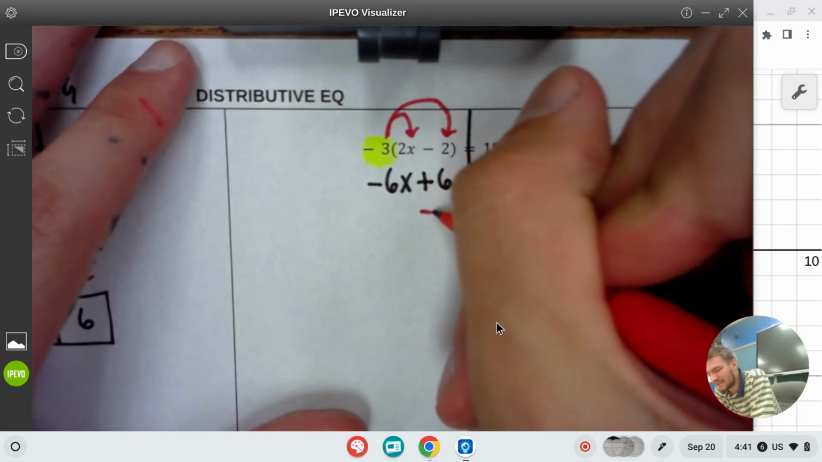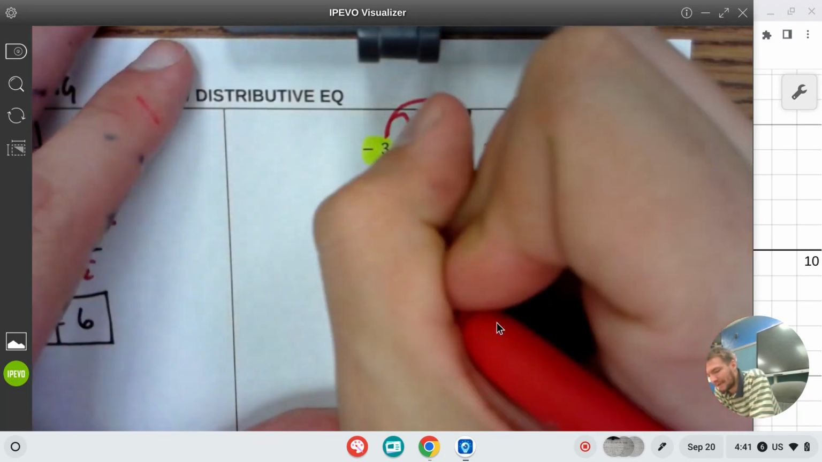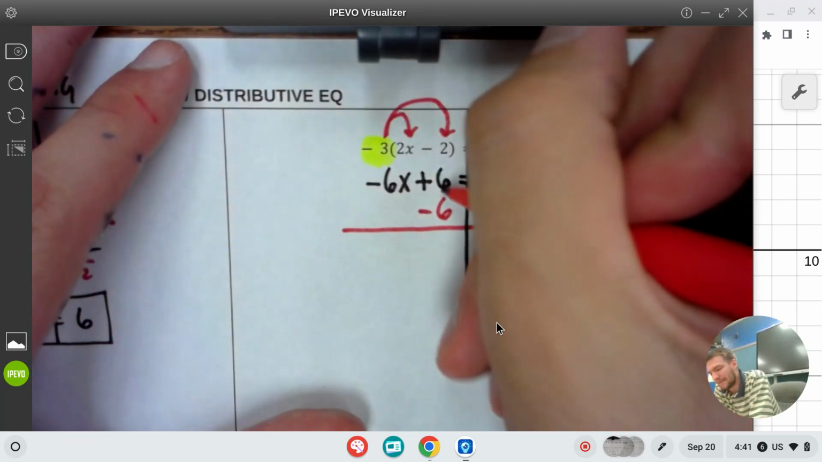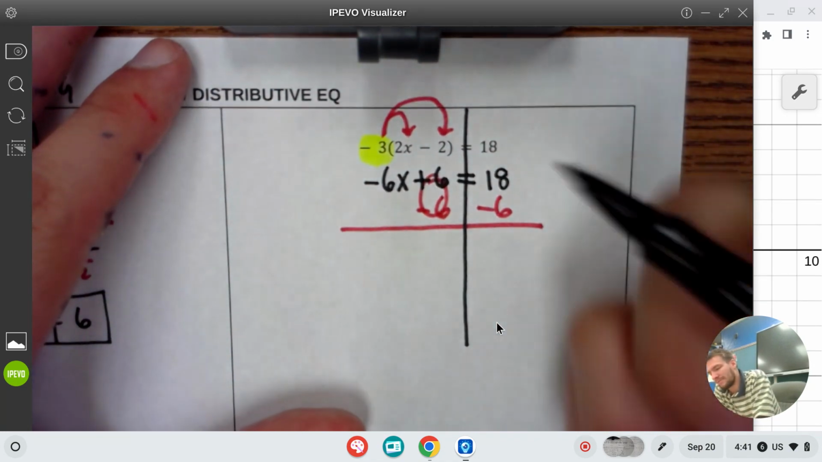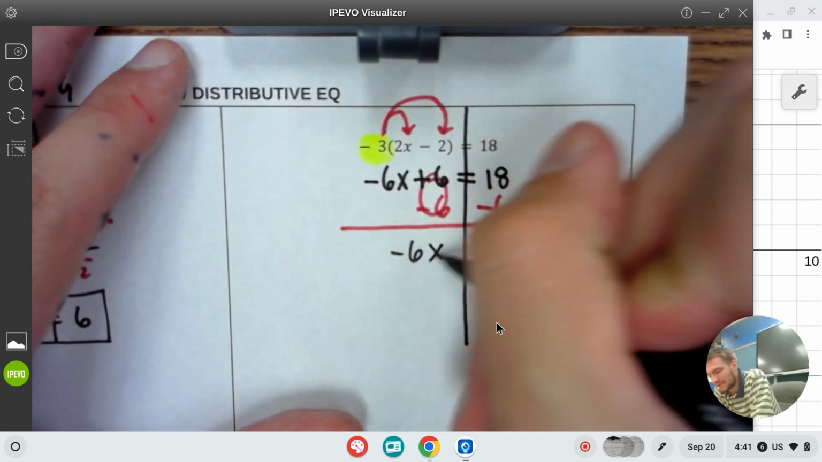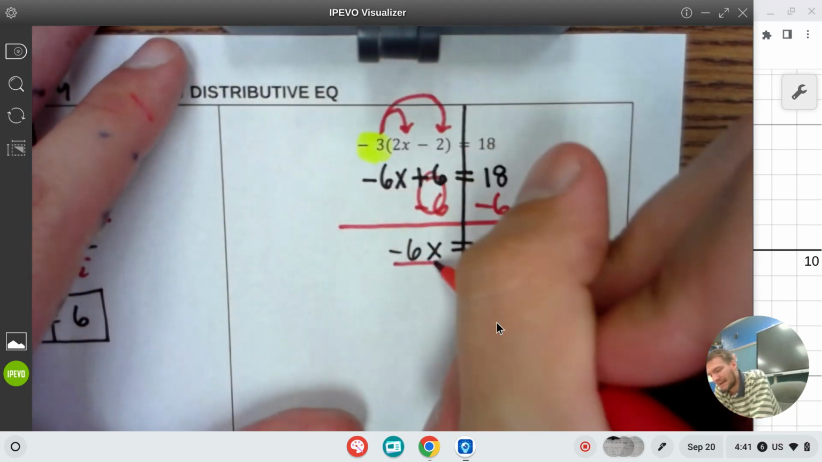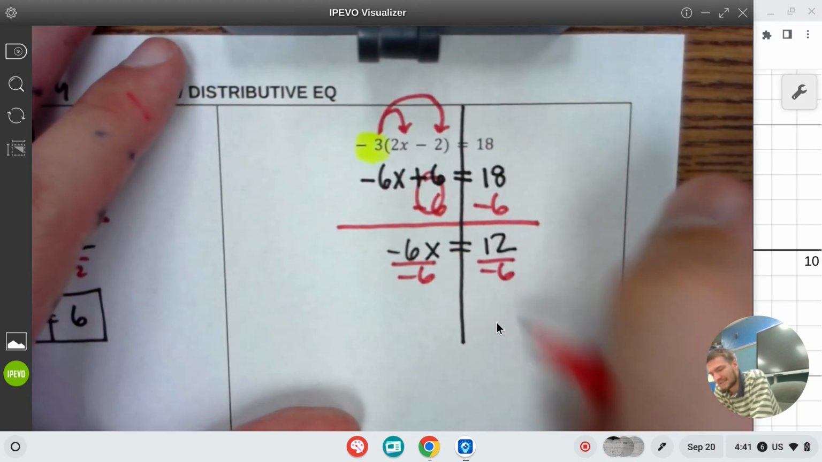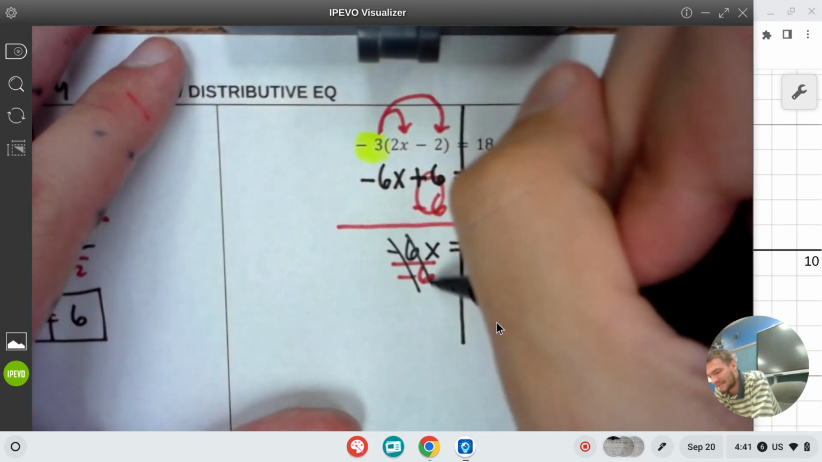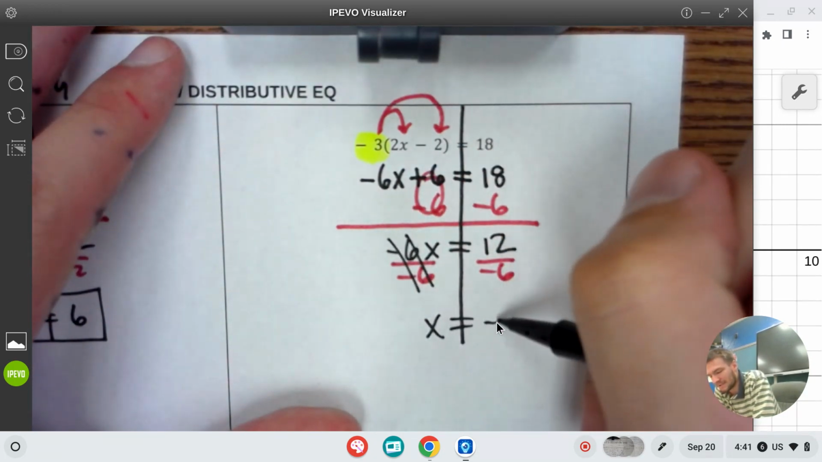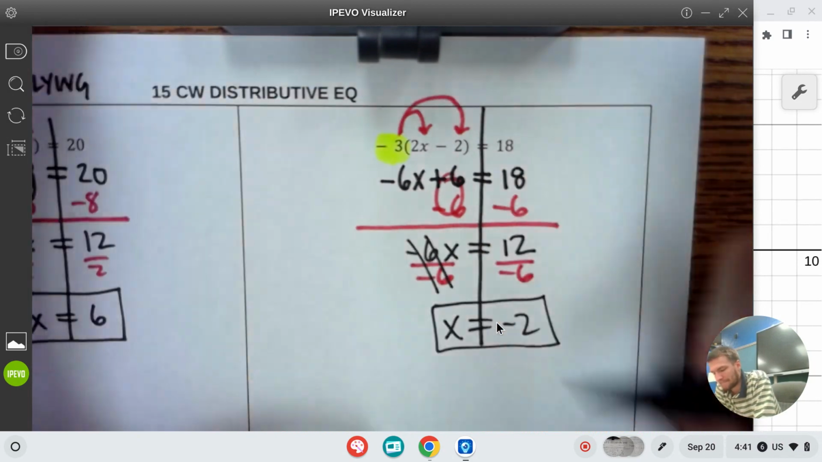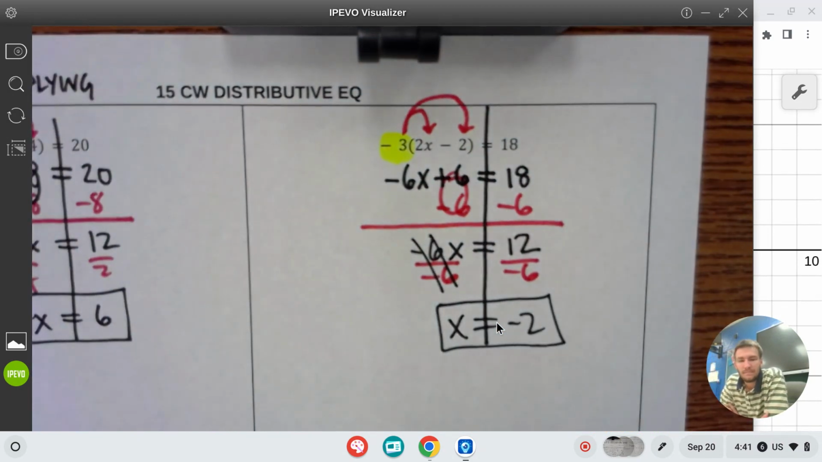Now we can finish this. And hopefully we feel like we can finish this in our sleep, right? Hopefully we feel like we've been solving 2-step equations since we were in middle school. Finish with dividing by -6. Negative 6, x equals -2. Not all that bad.